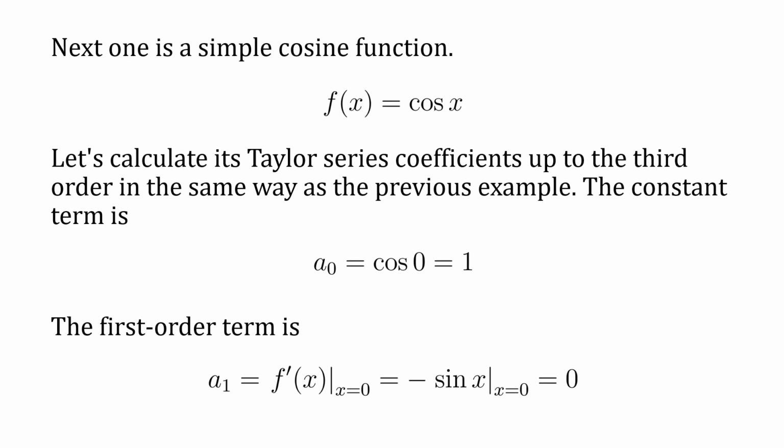Next one is a simple cosine function, f of x is equal to cosine x. Let's calculate its Taylor series coefficients up to the third order in the same way as the previous example. The constant term is a0 equals cosine 0 equals 1. The first order term is a1 is equal to f dash of x at x equals 0, which is equal to minus sine x at x equals 0, which is equal to 0.